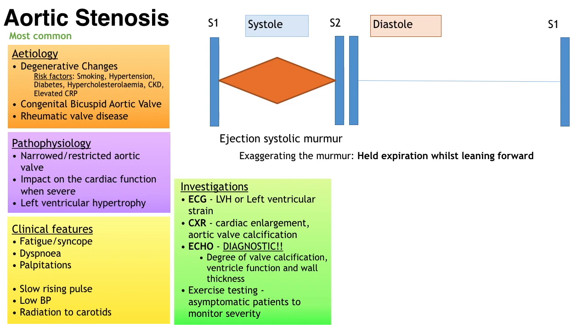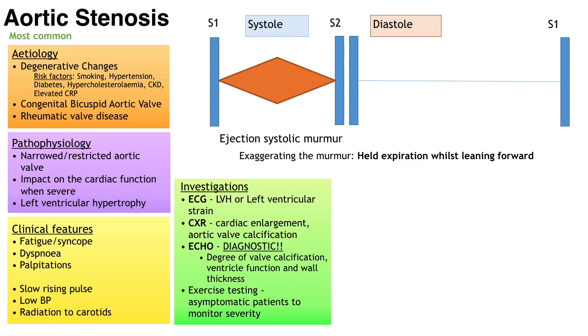Specifically to aortic stenosis, the ECG is abnormal in more than 90% of patients, and you'll commonly see a left ventricular hypertrophy or a left ventricular strain. A chest X-ray may show that there's cardiac enlargement or the presence of aortic valve calcification if it is severe. Now, an echocardiogram is diagnostic, and this shows the degree of the valve calcification, the ventricle function, and the wall thickness.